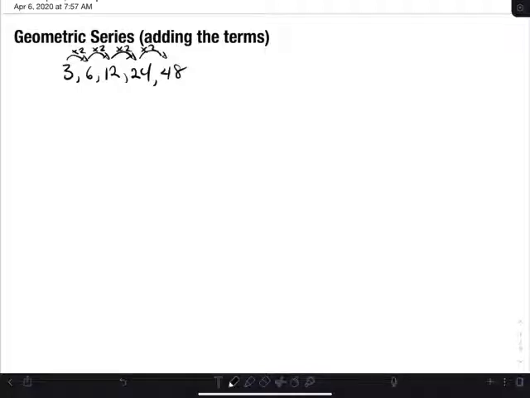There we go. So that is indeed a geometric sequence, the first term being 3, the fifth term being 48. The common ratio is 2. So something like that. Now, how do you add them?